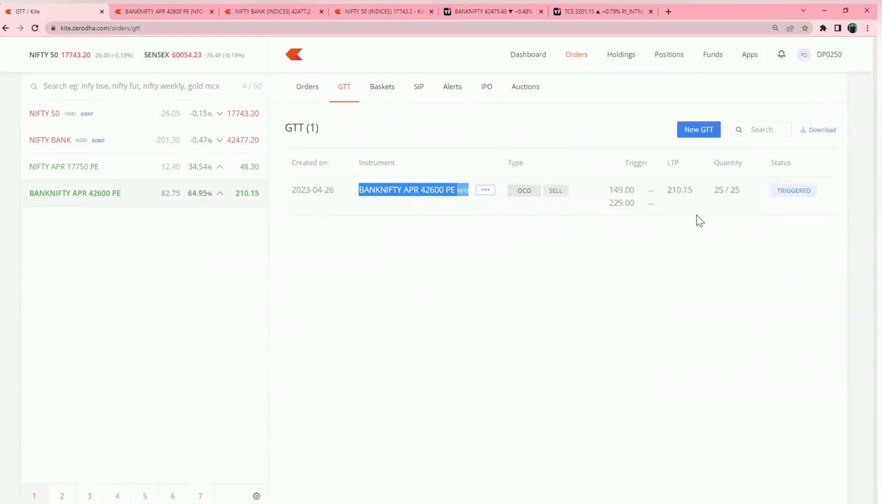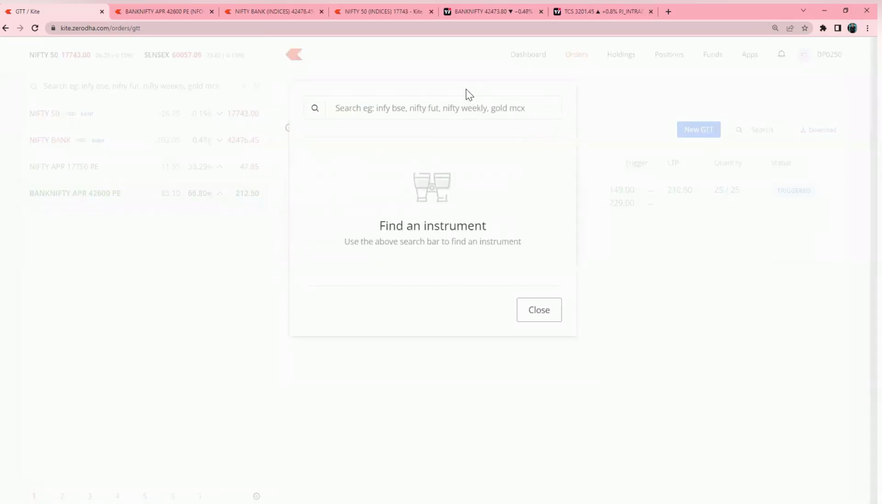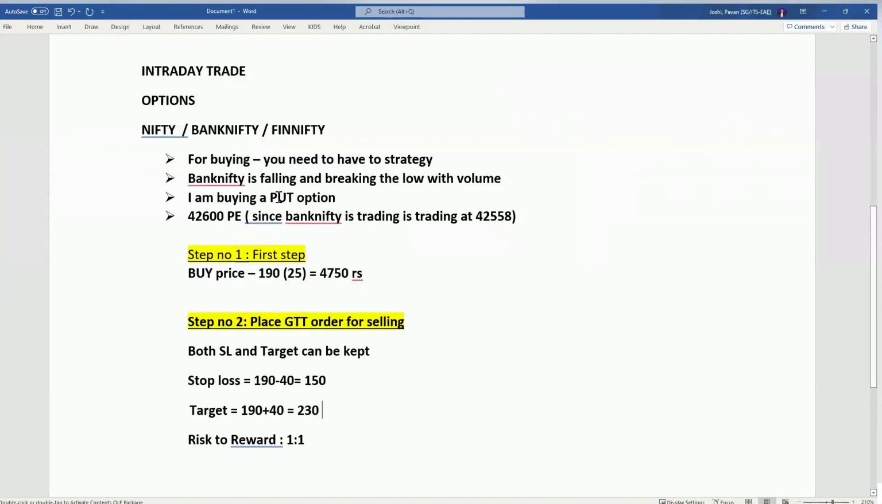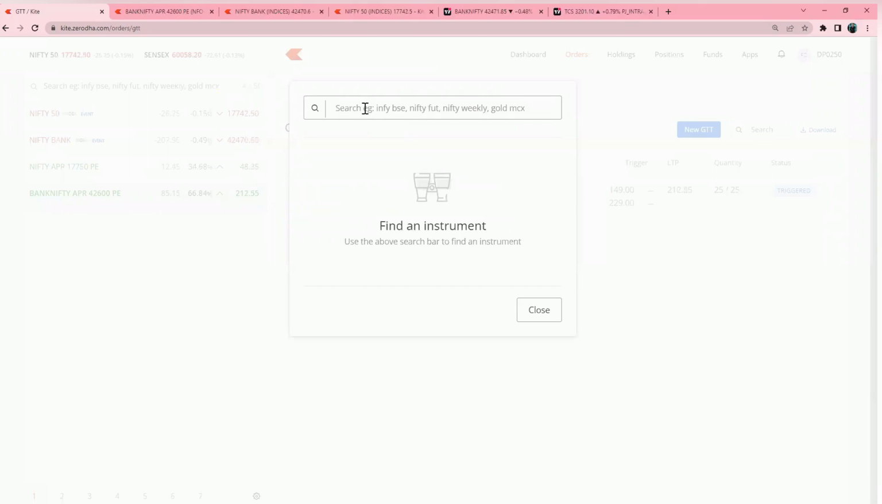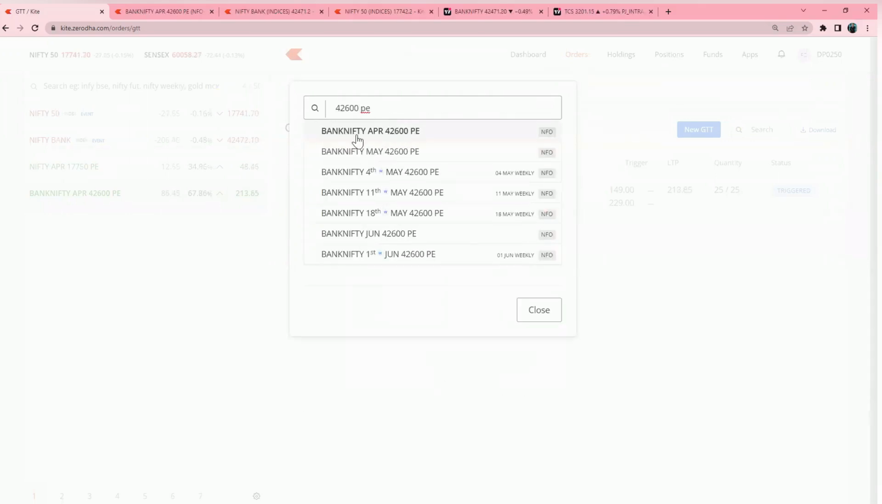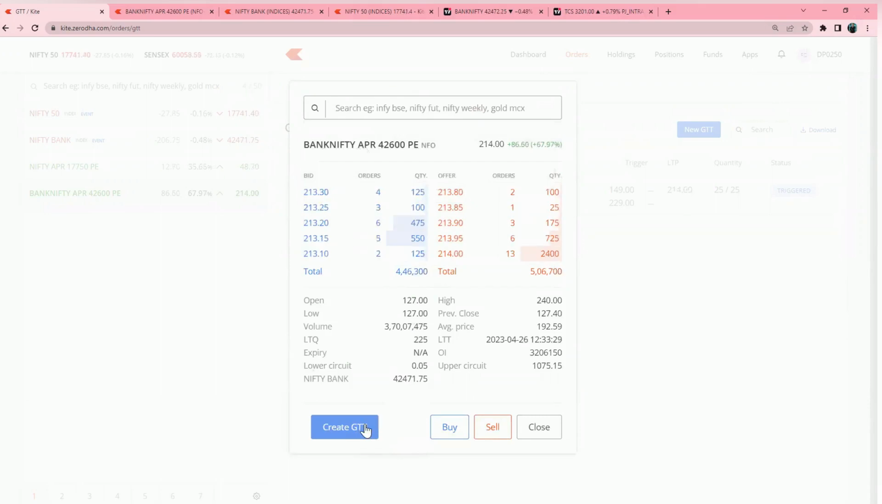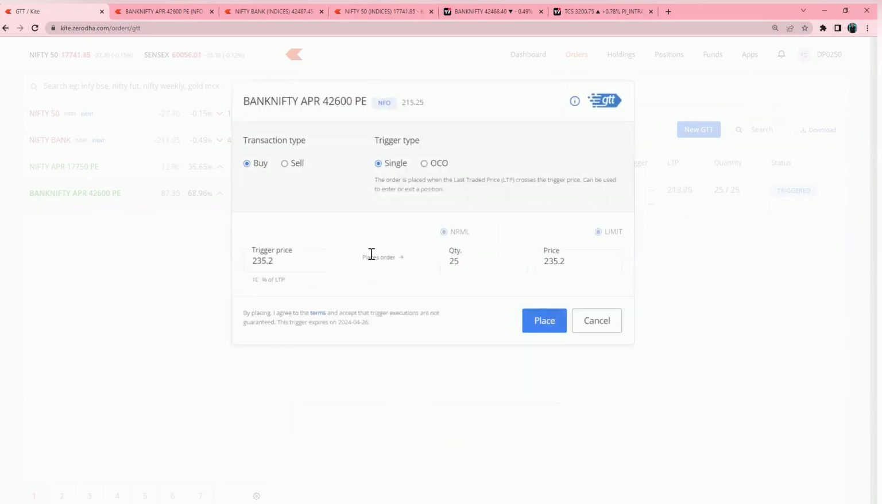So now if you see here, I've already taken a trade at 929, by placing a GTT order. Once I place a GTT order, now I already set a sell GTT order where I place both my stop loss and target. How do I do it? Come to GTT, create a new GTT, place new GTT, search for that 42,600 PE which we bought earlier, click on create a new GTT, select OCO. Because we are selling, you need to click on sell, then select OCO.